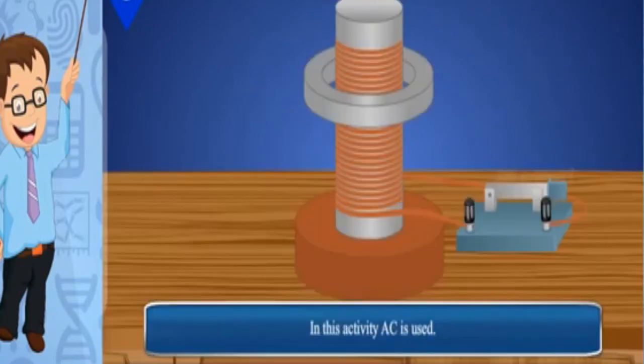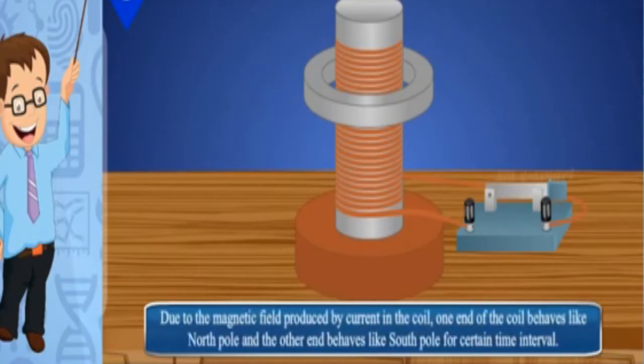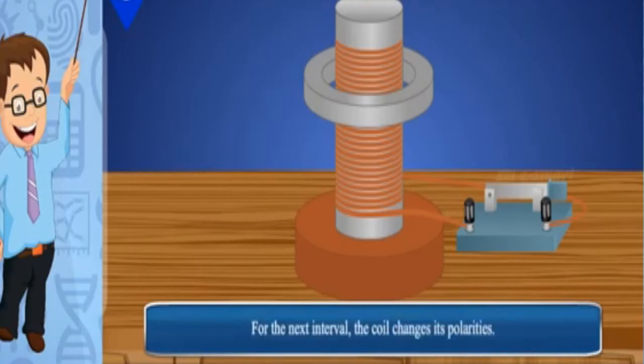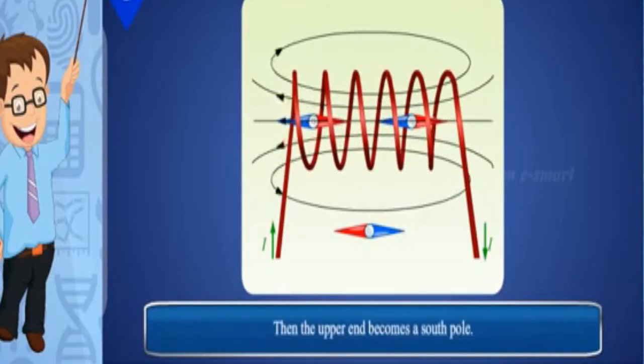In this activity, AC is used. AC changes both its direction and magnitude at regular intervals. Due to the magnetic field produced by current in the coil, one end of the coil behaves like a north pole and the other end behaves like a south pole for a certain time interval. For the next interval, the coil changes its polarity. Assume that the current flows in clockwise direction in the solenoid as viewed from the top. Then the upper end becomes a south pole.